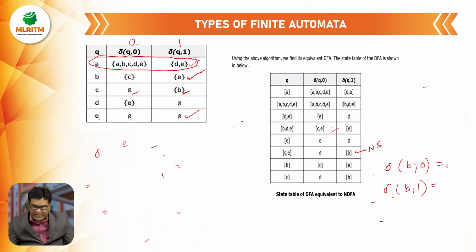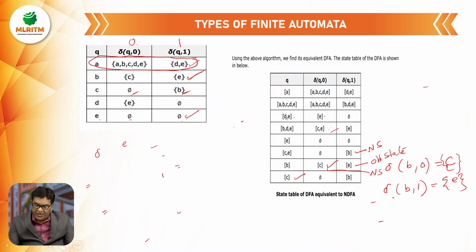B with 0. See the transition table of the NFA. B with 0, current state is B. It is a C. Next, that's why I wrote the C. B with 1, current state is B. B with 1, it is an E. E is already present here, an old state. What is the new state in this one? Yes, C is the new state. So that's why you can take the new state, here the C.